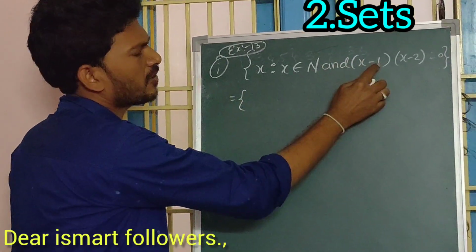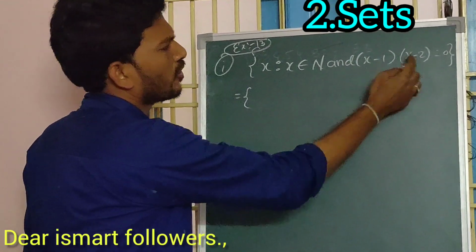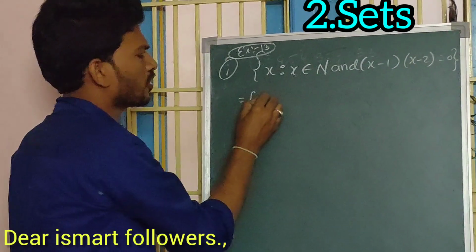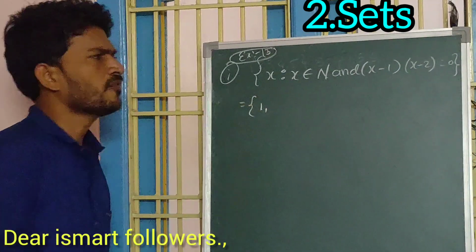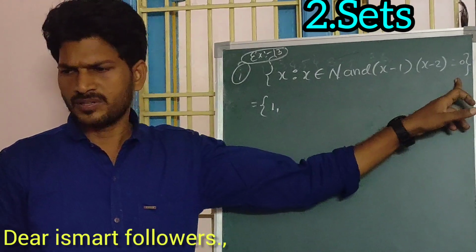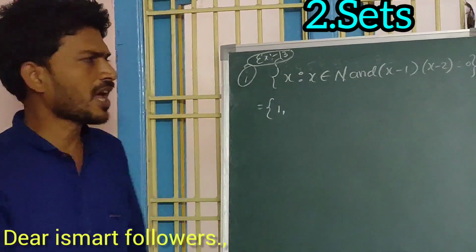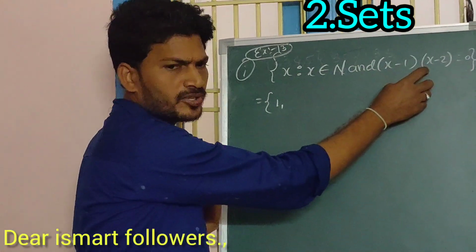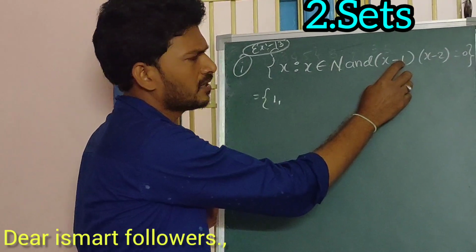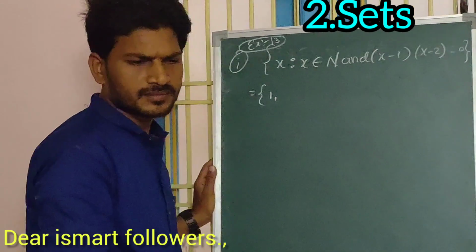1 minus 1, no? 0. 0 into any number? 0. So if we substitute 1, we get the answer 0. When we substitute 1, what happened? 1 minus 1, what is it? 0. 0 into any number? 0.